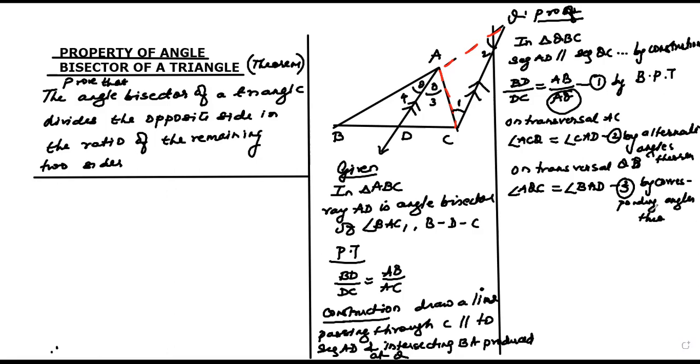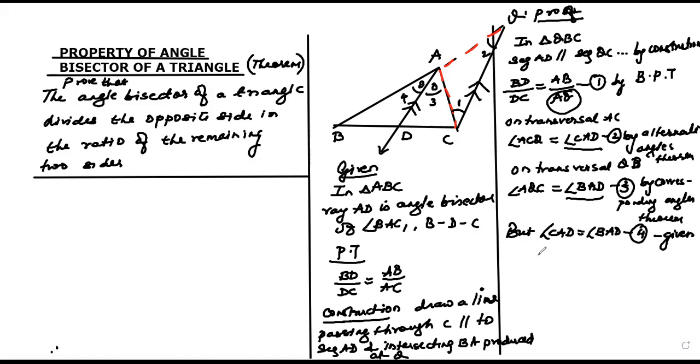Now look here, but angle CAD is equal to angle BAD is given to you because the bisector is given. Statement number 4, this is given. So from statement number 4, you realize the right hand sides of 2 and 3 are equal. CAD and this BAD are equal.